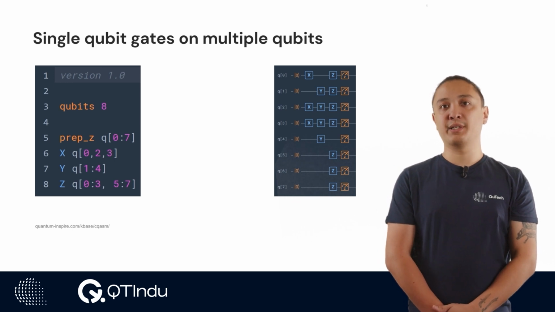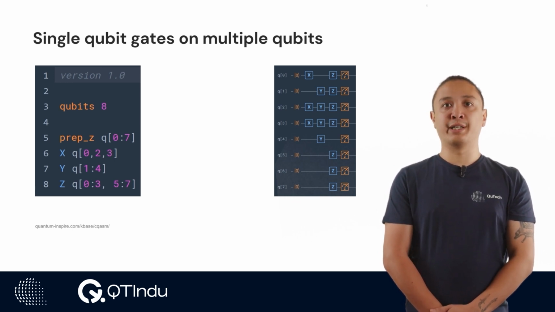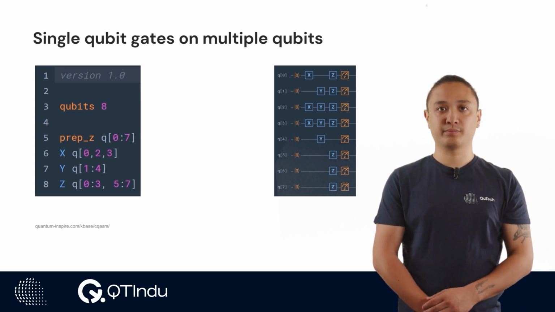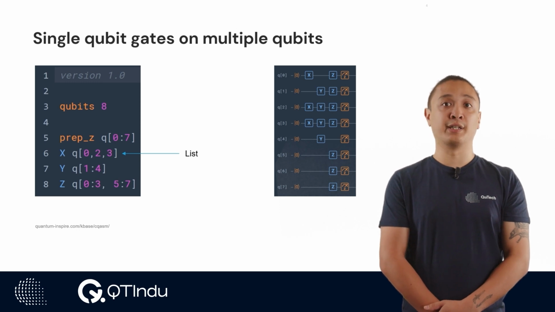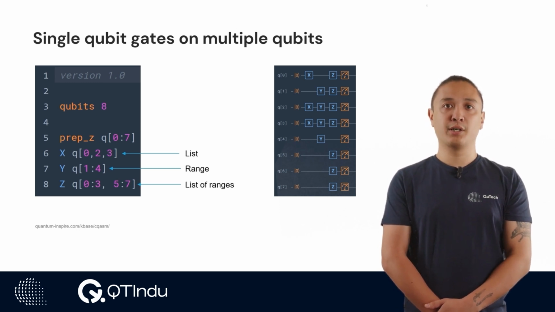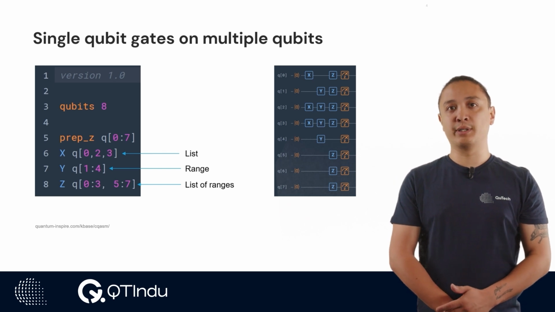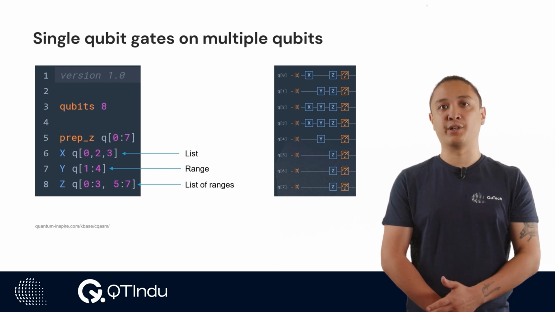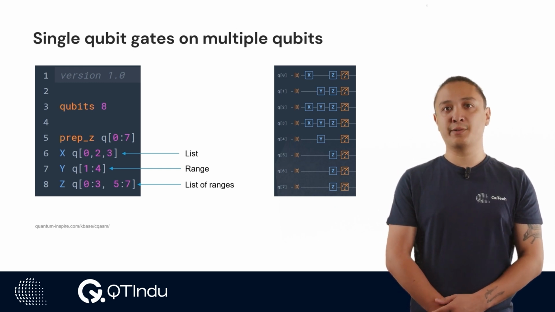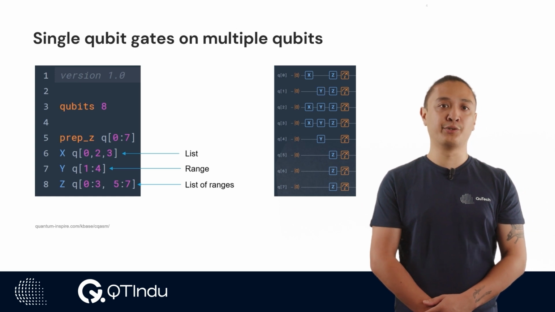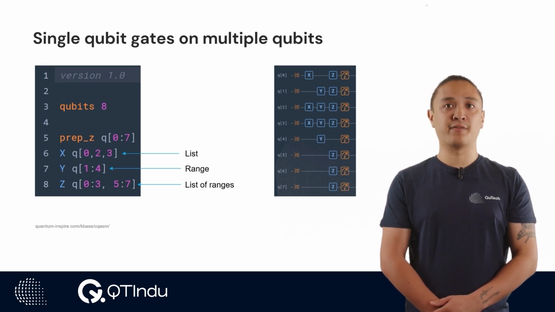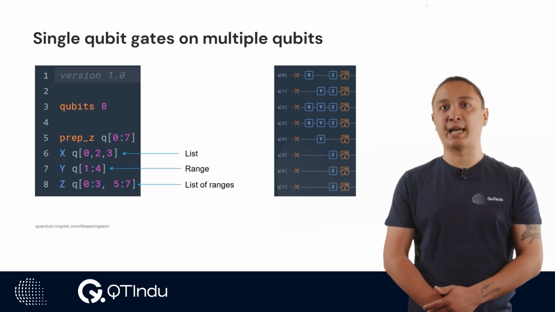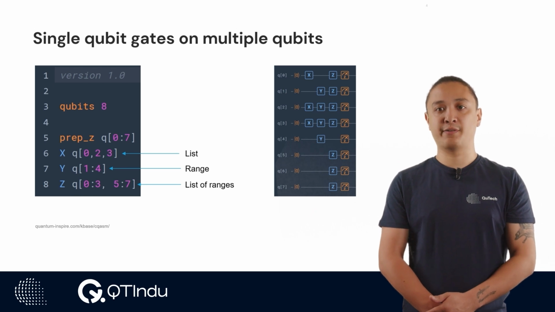Next, we will cover how to perform single qubit gates on multiple qubits. For every initialization, gate, or measurement command, we specify the qubit numbers that these are performed on. The input can consist of a list of numbers, a range, or a list of ranges. Here we show these three different cases performed with X, Y, and Z gates respectively, and the corresponding circuit on the right. For example, in line 6, we specify an X gate acting on qubits 0, 2, and 3. In line 7, we specify a Y gate acting on qubits 1 to 4, and finally, in line 8, we specify a Z gate acting on qubits 0 to 3 and qubits 5 to 7.